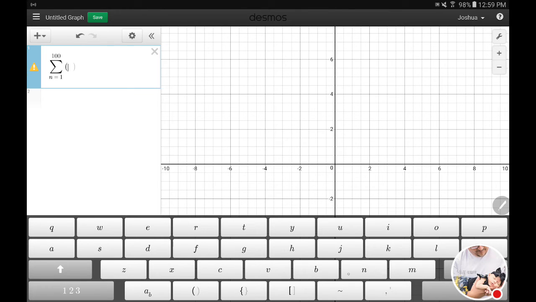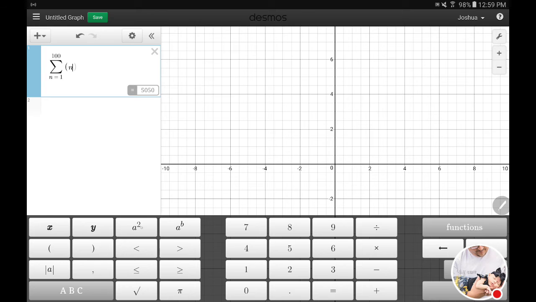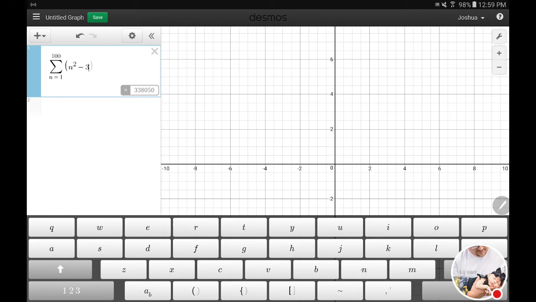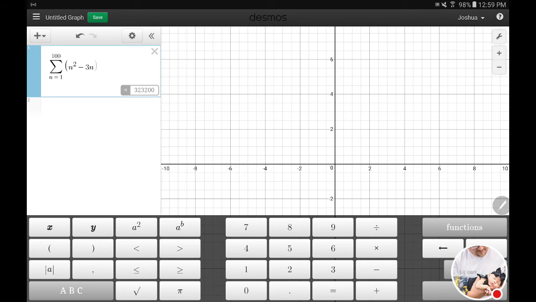So I got to use n squared minus 3n plus 2. And when I put that in, I get a different answer than what I told you, didn't I? I must have wrote down, no, that's the right number. So you get 323,400, which is the answer we expected.